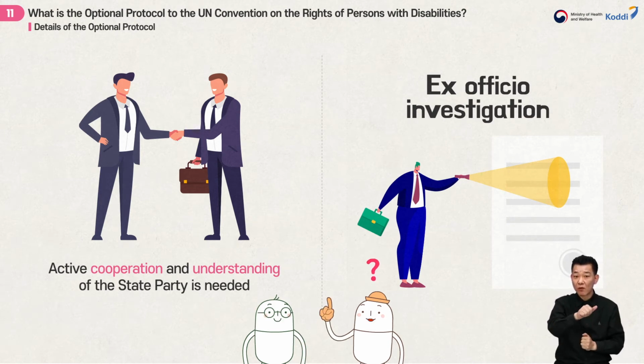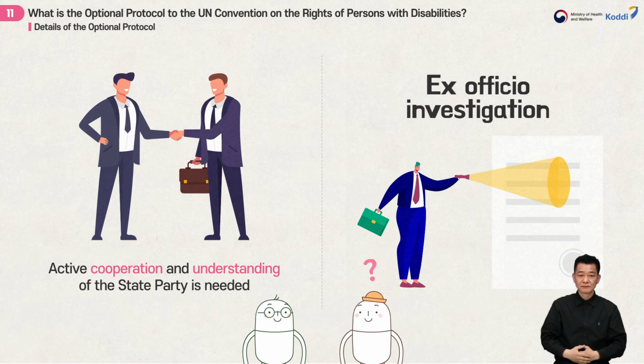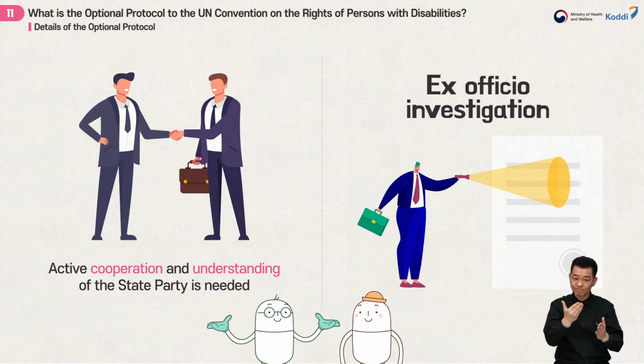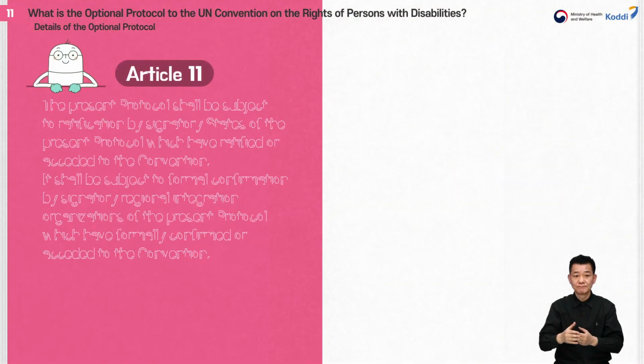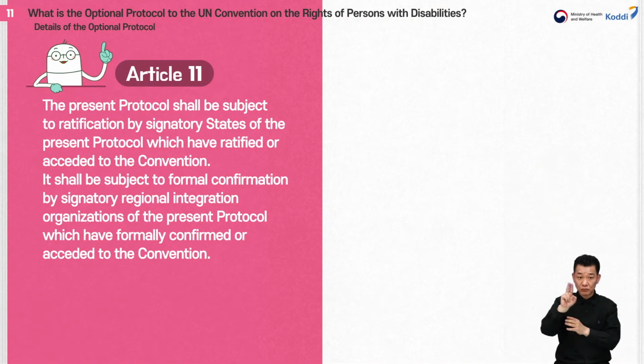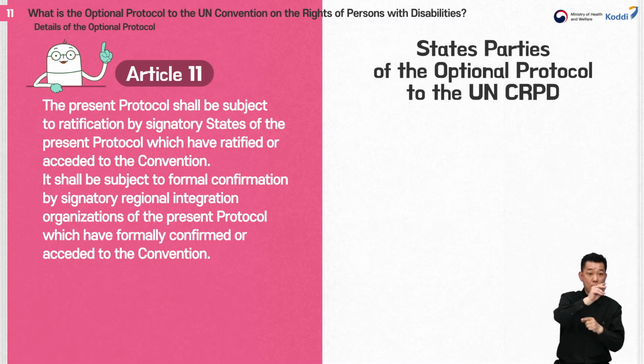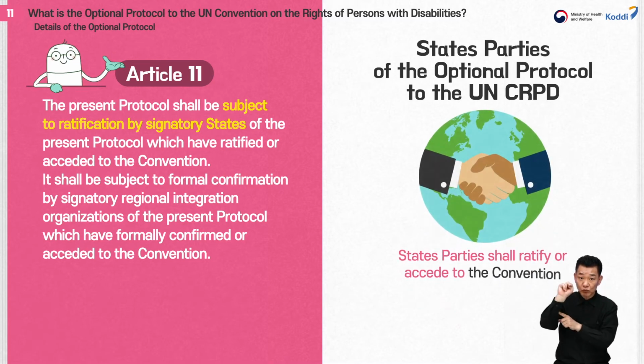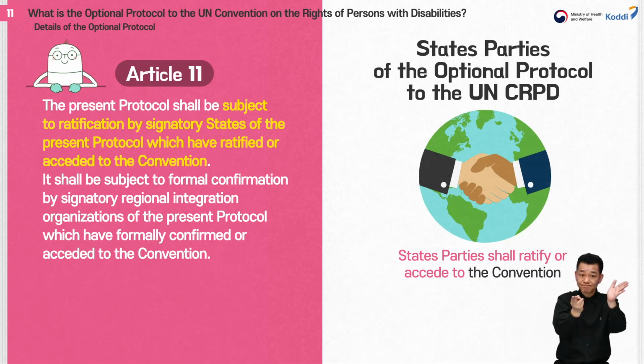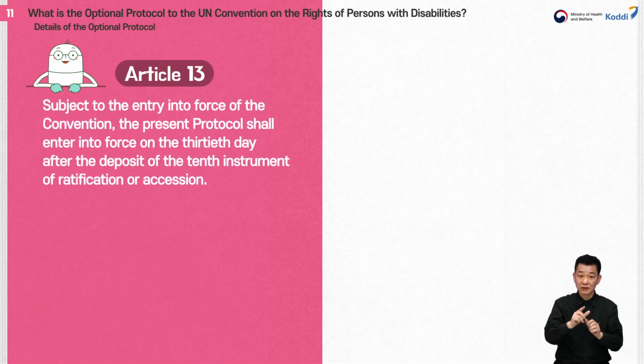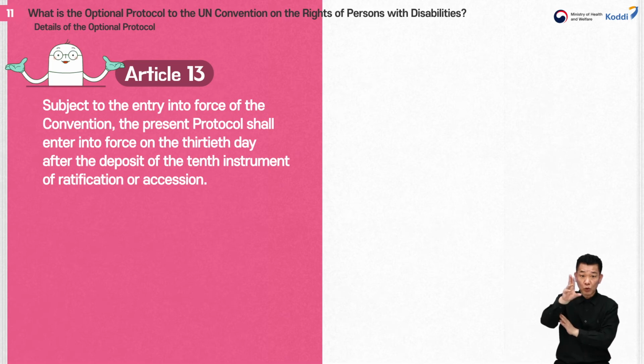What are the other contents of the optional protocol? I will tell you some of the articles which are good to keep in mind. Article 11 stipulates that in order to become states parties of the optional protocol to the UN CRPD, they shall ratify or accede to the Convention. Article 13 is about the entering into force of the protocol.